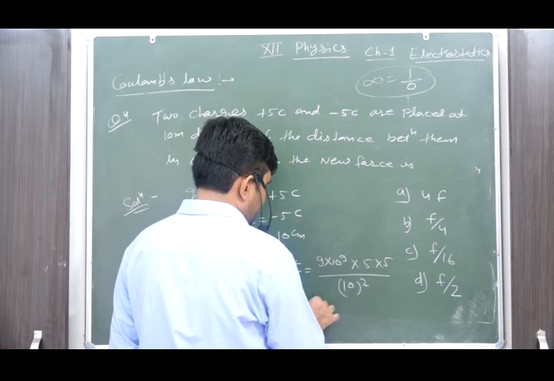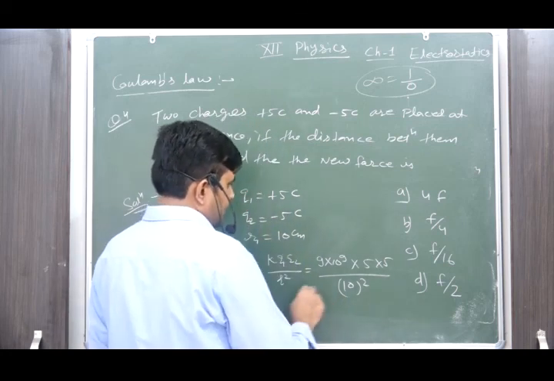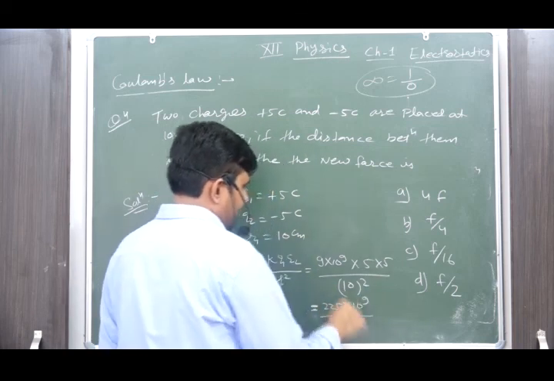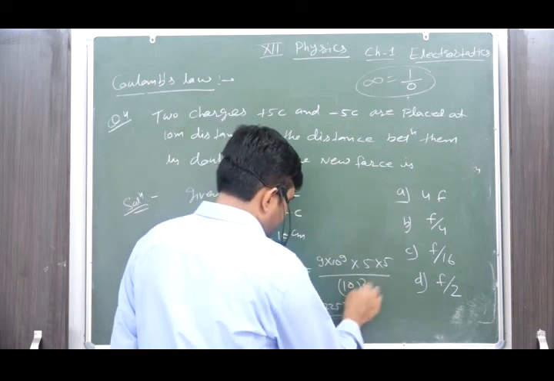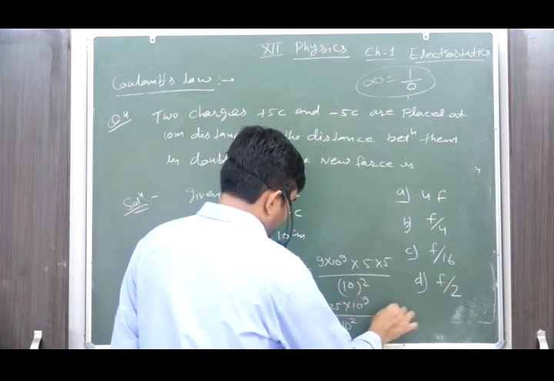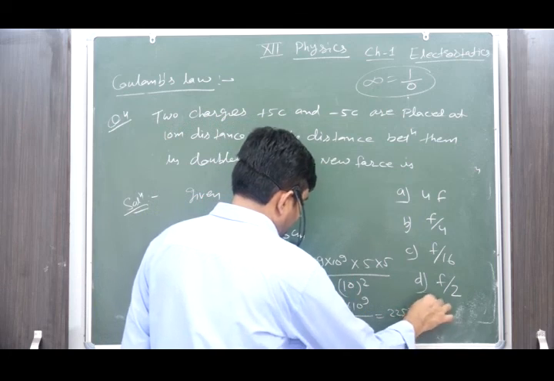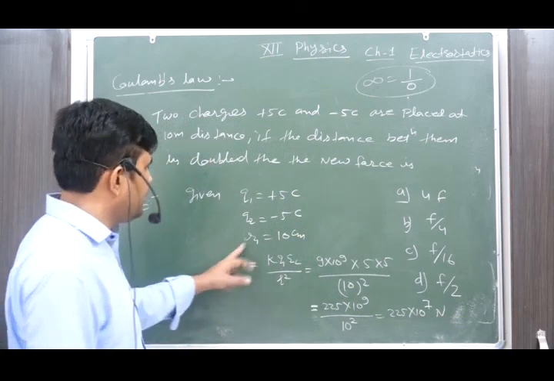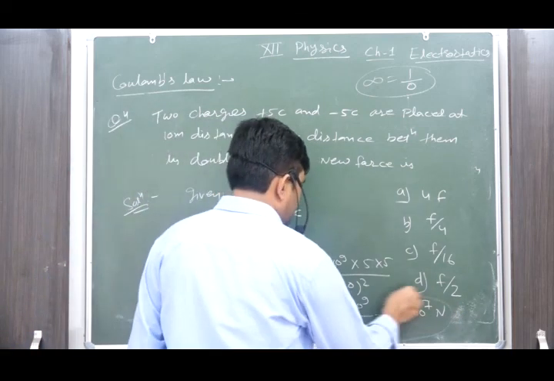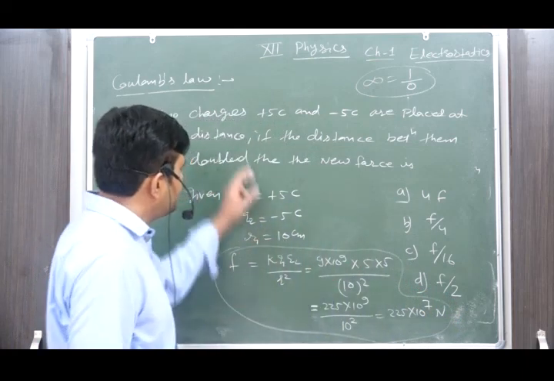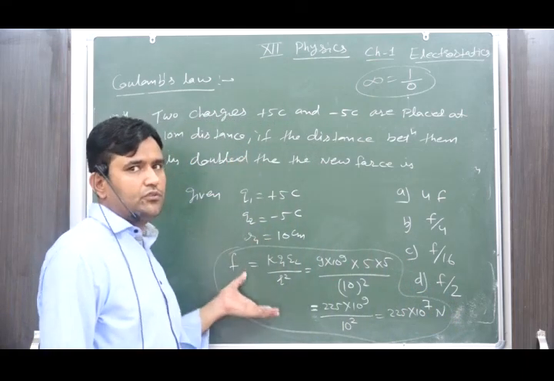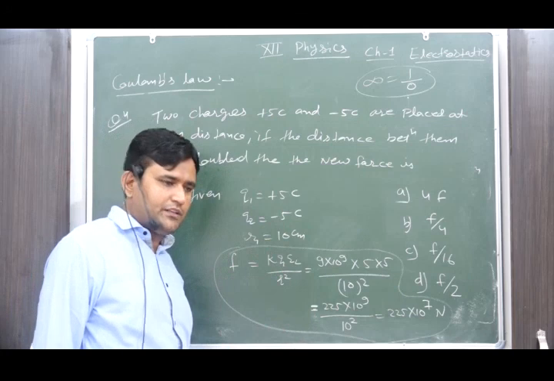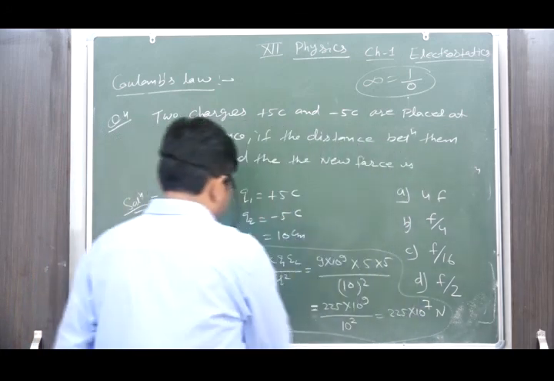5 into 5 is 25, into 9. What will the formulation be? It is 225 into 10 to power 9 divided by 10 square, 10 to power 2. It means 225 into 10 to power 7 Newton. But in this question there is no need to solve this. If the same question comes in your board examinations, then you have to solve it in this manner. That's why I am including the answer in these formulations. Okay?